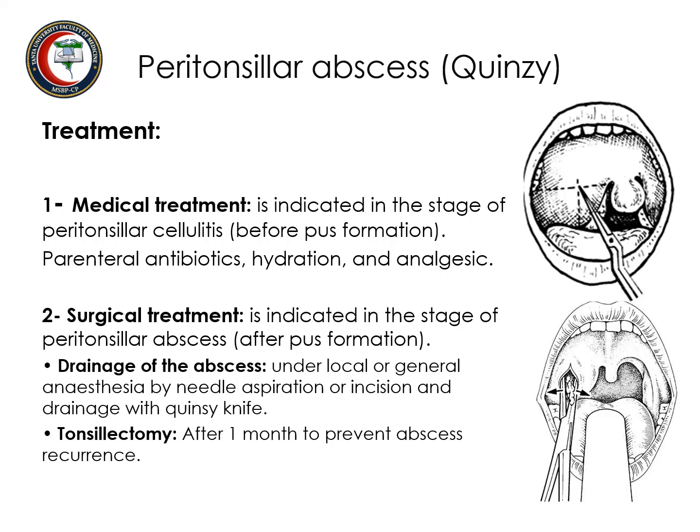The second line of treatment is surgical treatment, which is indicated in the stage of peritonsillar abscess, which means after the pus accumulation or formation. You could manage this patient surgically through two different lines of treatment. First, drainage of the abscess, which is required if pus accumulates, either under local or general anesthesia, by needle aspiration or incision and drainage with a quinsy knife.